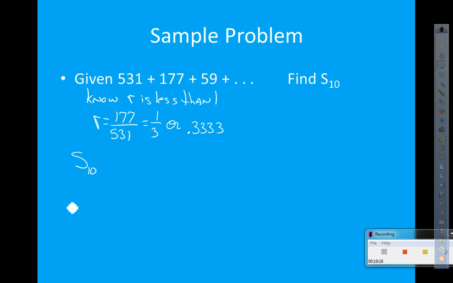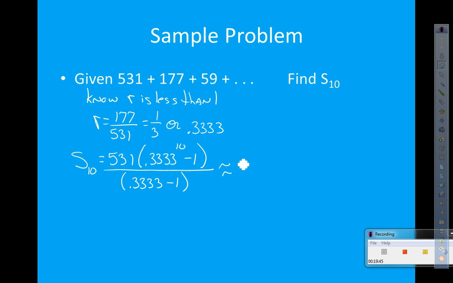The sum of these first 10 numbers happens to be 531, parenthesis, 0.3333 to the 10th, minus 1, over, parenthesis, 0.3333 minus 1. If you take a second to run this through, you'll get a number that's approximately 796.49. Since we're rounding, since we're not using a fraction, guys, use 3 or 4 decimals. Even more would make it more accurate.